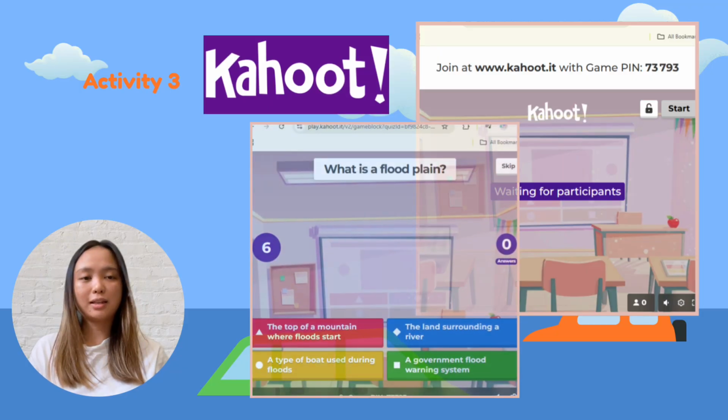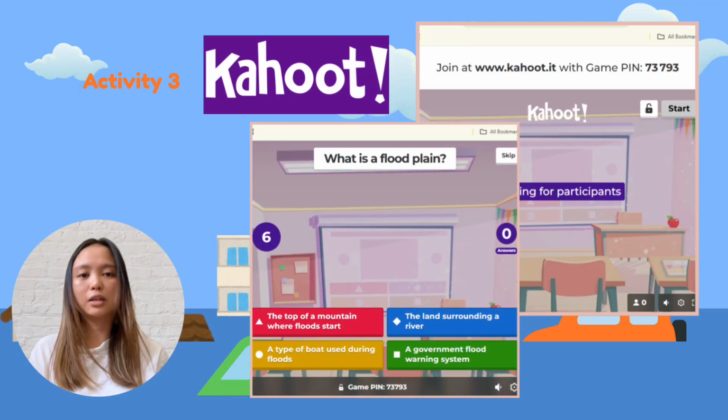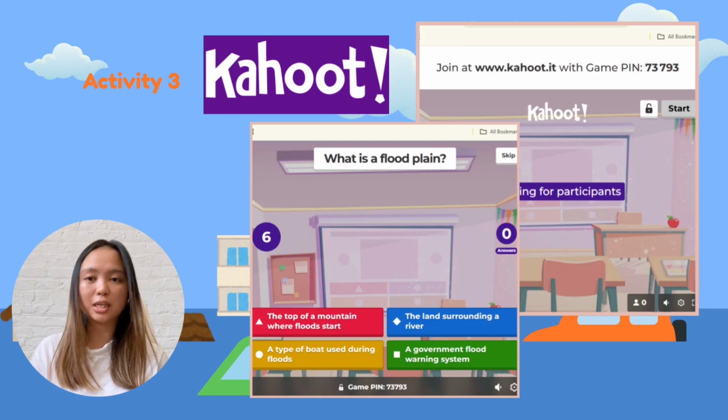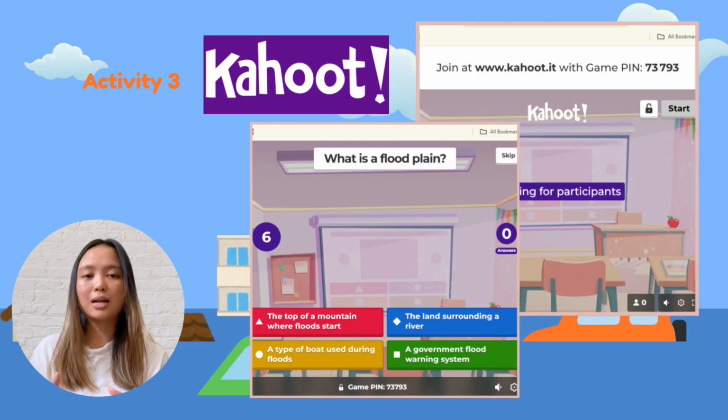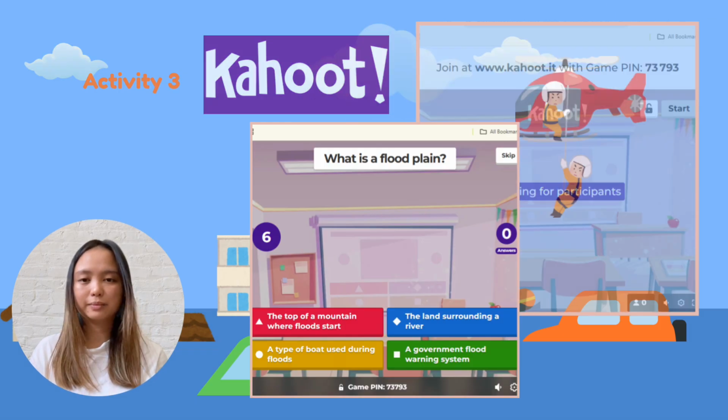Moving on to the third activity, the teacher will conduct a Kahoot quiz to assess students' understanding of the reading passage. There are 15 questions, and each question will have a time limit of 10 seconds. The questions and answers will be projected on the whiteboard, but students will answer through their devices.